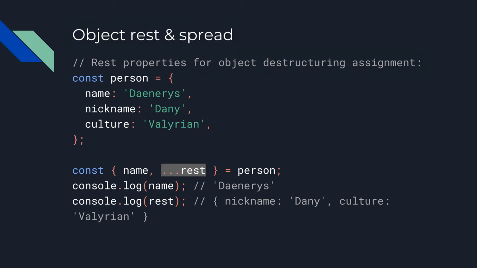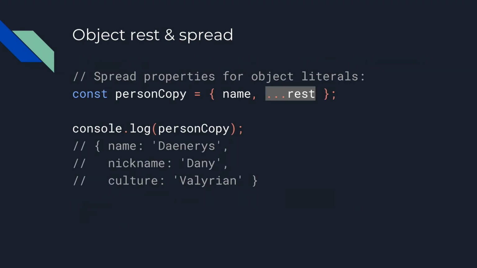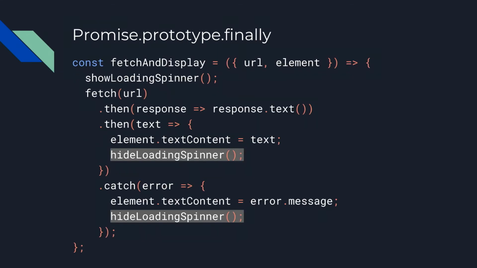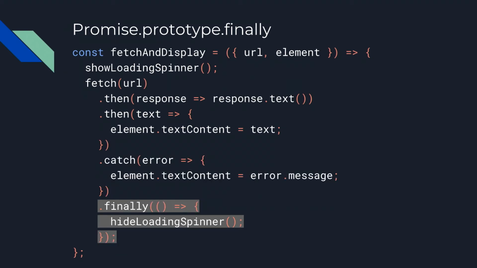Next up is object rest and spread. Object rest helps with destructuring, where we create a new object called rest with the remaining properties that are not destructured. Similarly, we have object spread, where we copy properties from one object into the object we're spreading into. Next is promise finally. Here we have a spinner and then do a fetch, and then depending on whether it is an error or not, we hide the spinner. There's some code duplication, but with finally, we can just have a finally callback at the end.